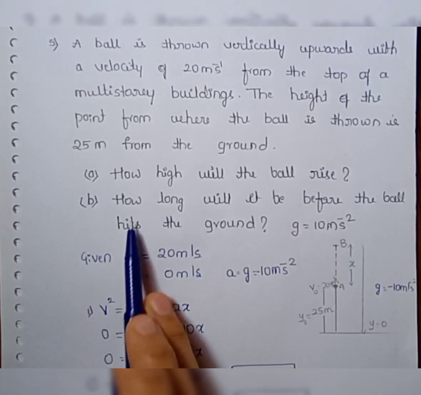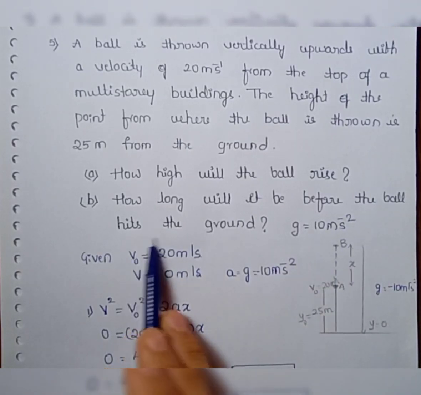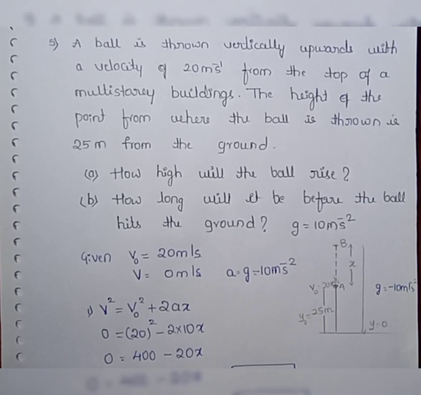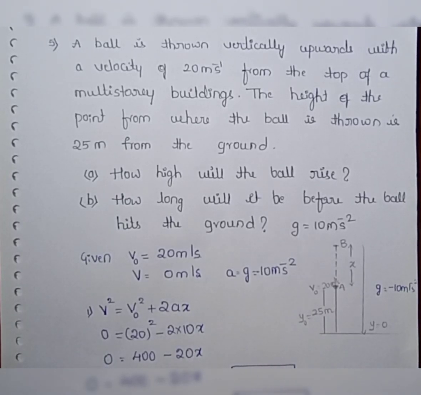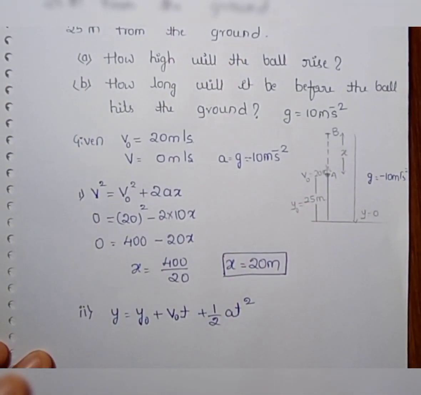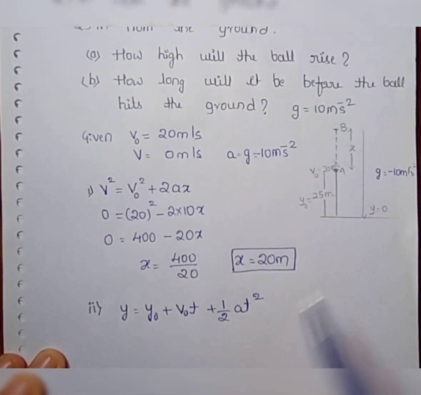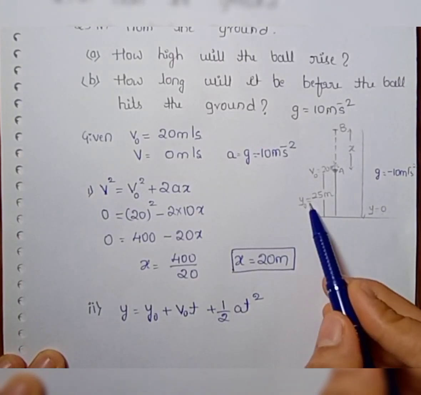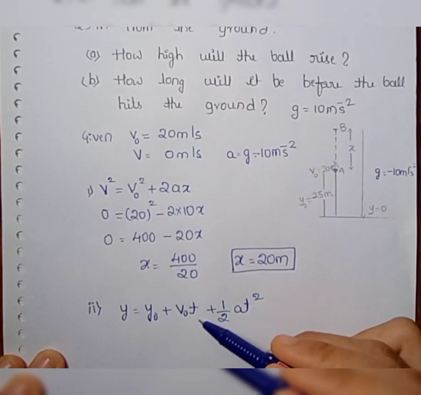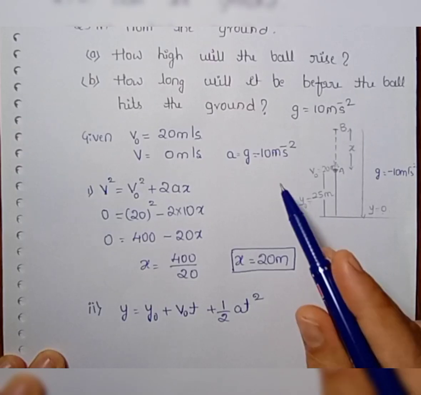Next, what we have to find out, how long will it be before the ball hits the ground, means time we have to find out. For that one also we have to use one equation based on motion in a straight line chapter. That one is based on kinematic expression: y is equal to y0 plus v0t plus half a t square. Here y is equal to 0, y0 equal to 25 meter, v0 equal to 20 meter per second, t is what we have to find out, a means minus 10.